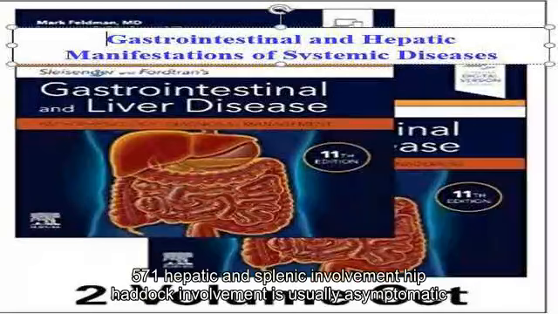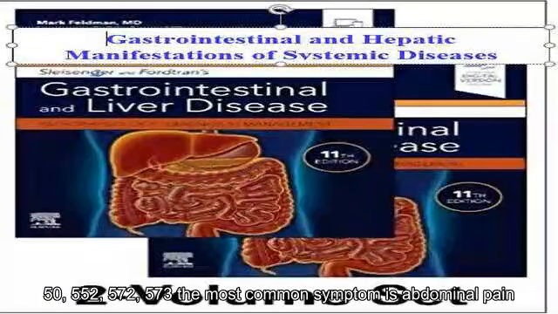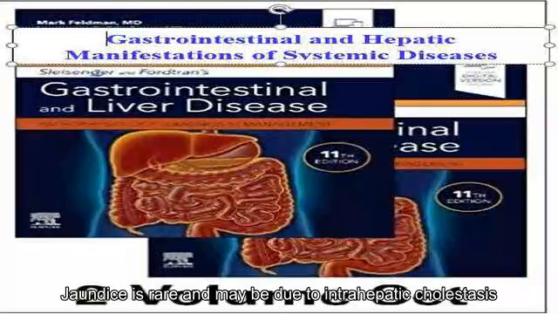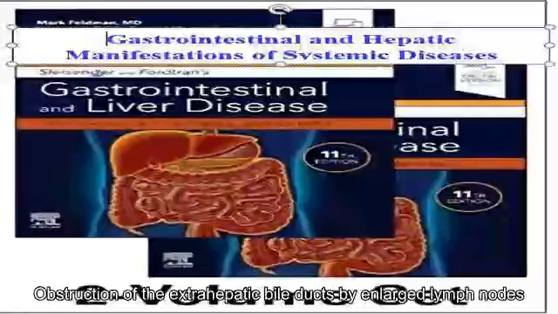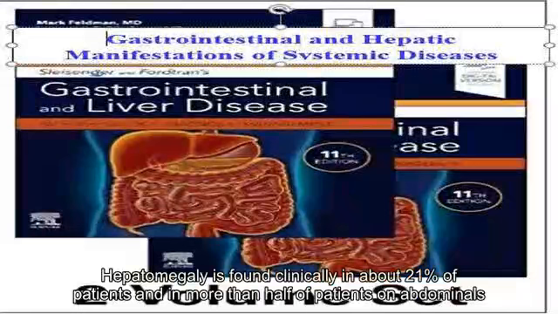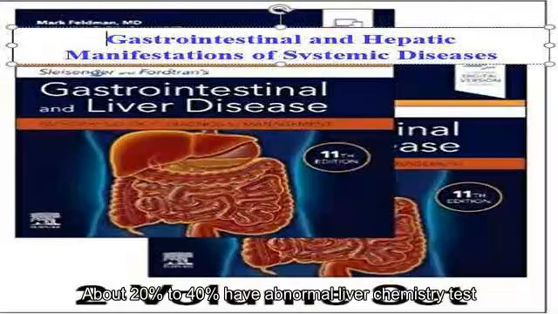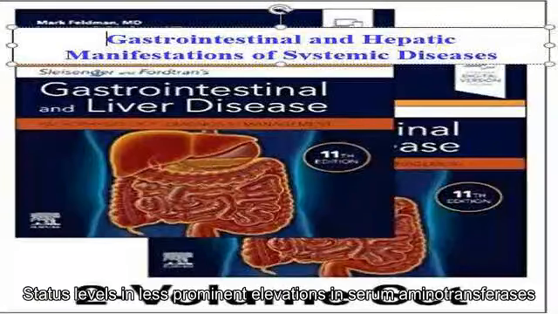Hepatic and splenic involvement. Hepatic involvement is usually asymptomatic, with normal liver chemistry tests. The most common symptom is abdominal pain. Jaundice is rare and may be due to intrahepatic cholestasis, hemolysis, hepatocellular dysfunction, or obstruction of the extrahepatic bile ducts by enlarged lymph nodes. Hepatomegaly is found clinically in about 21% of patients and in more than half of patients on abdominal CT scans. About 20% to 40% have abnormal liver chemistry tests, usually with high serum alkaline phosphatase levels and less prominent elevations in serum aminotransferases.